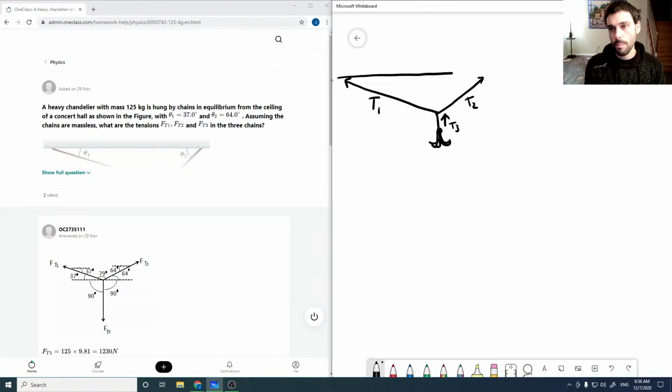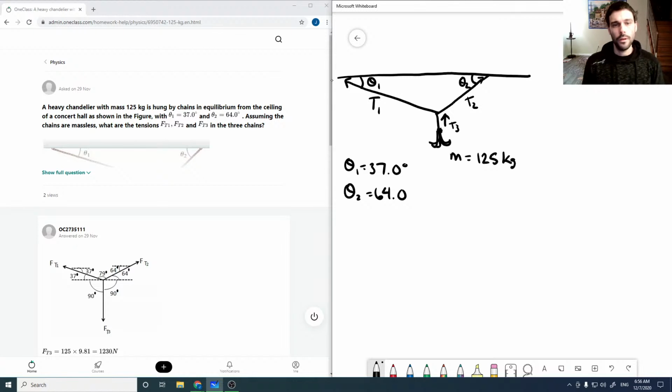And just to draw these up, we've got a theta1 and a theta2. And theta1 is given as 37.0. Theta2 is given as 64.0. The mass of the chandelier is given as 125 kilograms. And it's asked to find what the tension is in each of these strings. So we've got 1, 2, and 3.